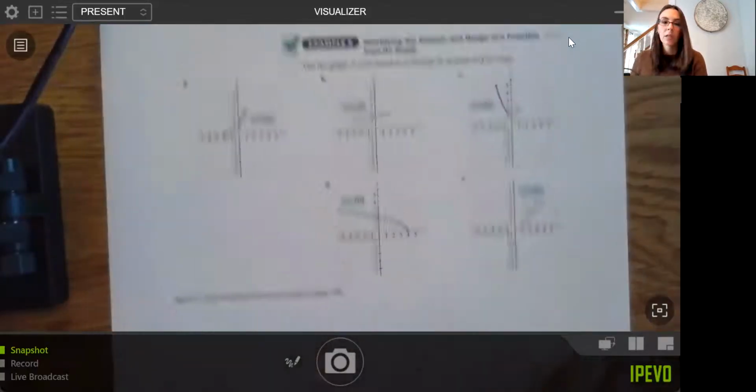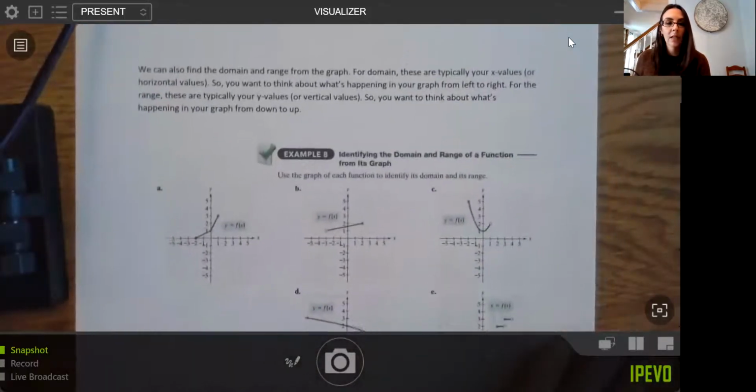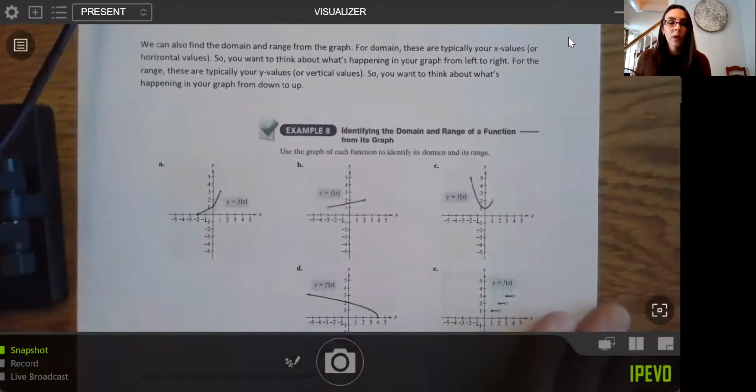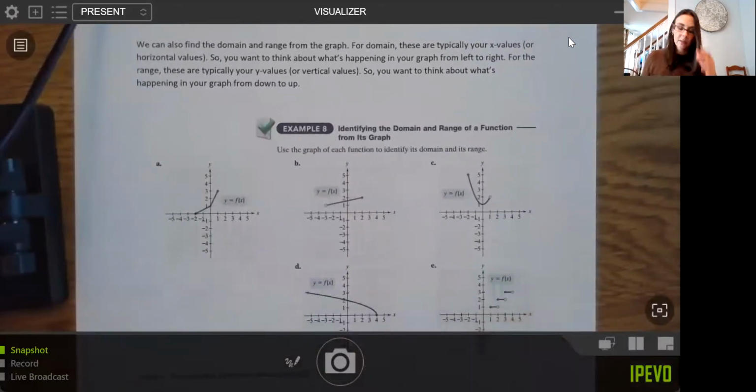Okay. So the last thing I want to do in this video is talk about domain and range with graphs. You can also find domain and range for graphs. For domain, remember that these are going to be your X values or whatever is on the horizontal axis. So you want to think in a left to right direction for domain. And then for your range, these are your Y values or whatever's on the vertical axis. So you want to think in a down and up direction. And you want to just think one direction at a time.